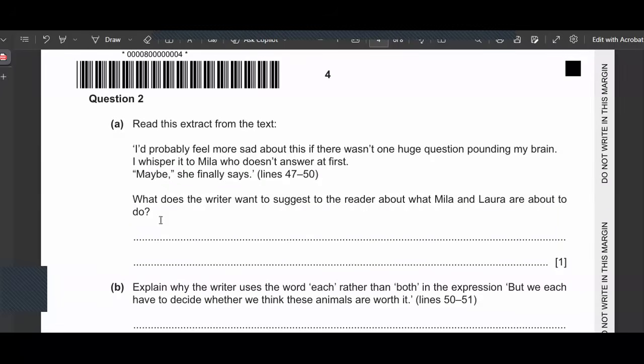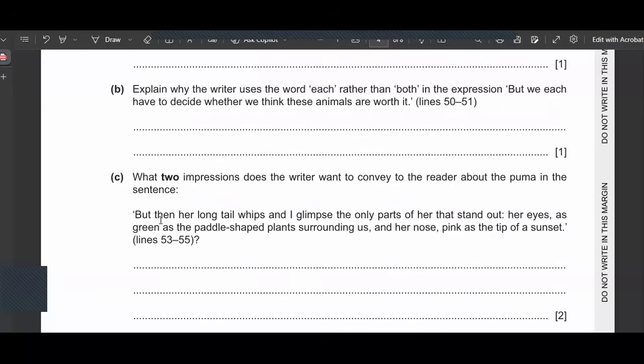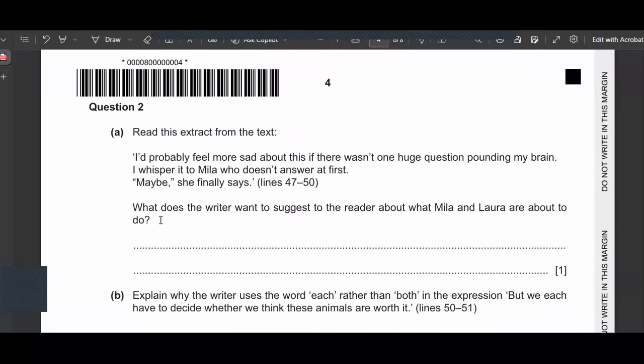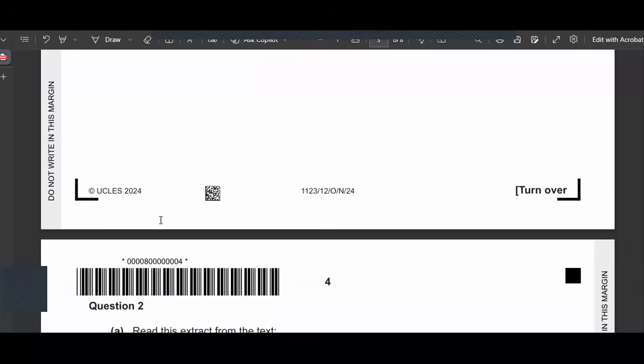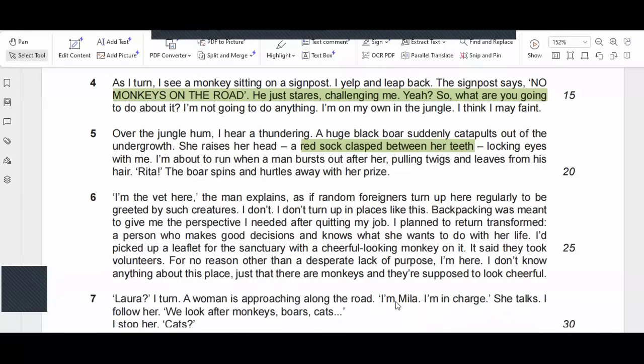The first part of question number 2, 2A, is from line number 47 till 50, which we have not read. Then the other one is from 50 to 51, which we have not read. So that means now we are supposed to read the remaining part of the text. So here is the text.